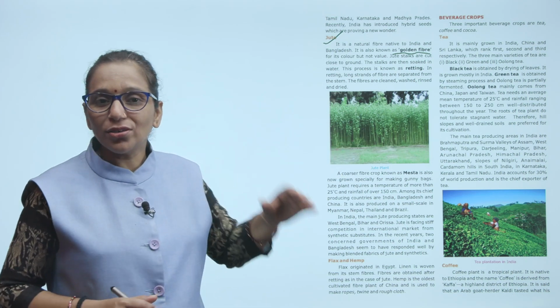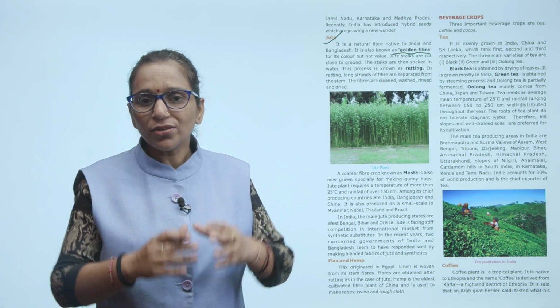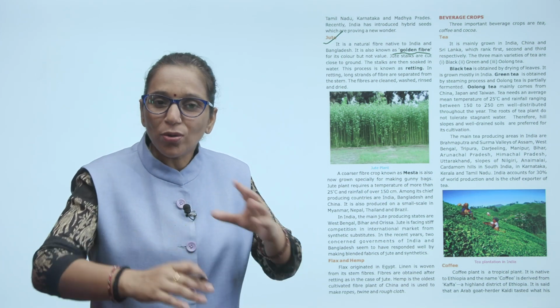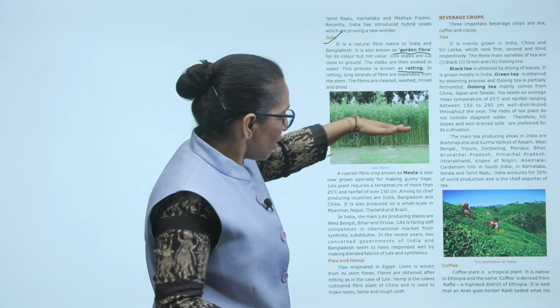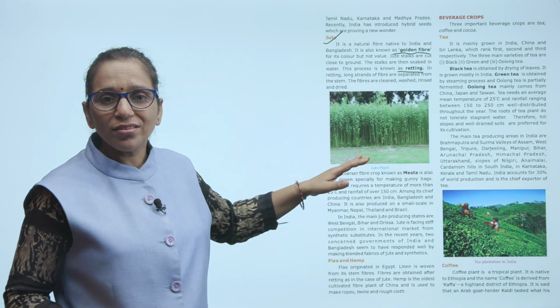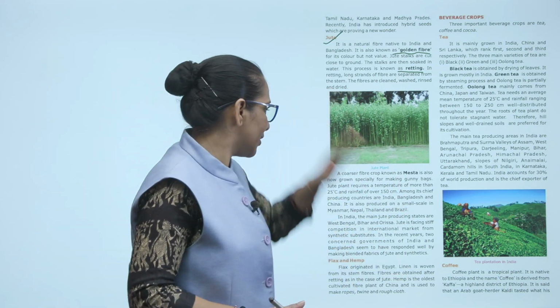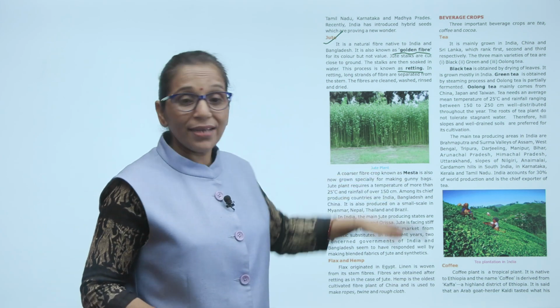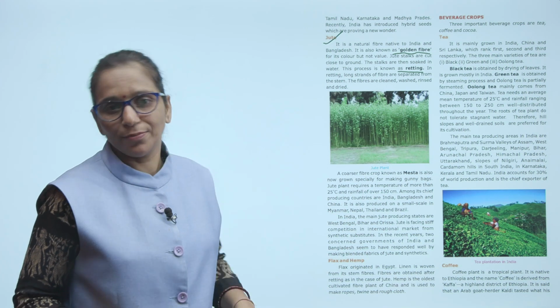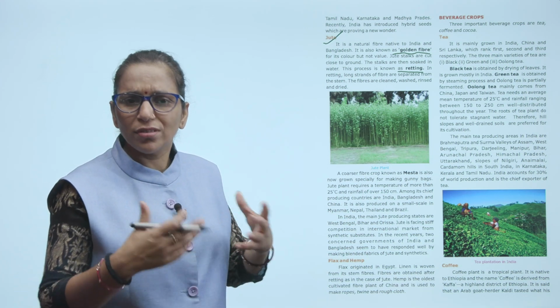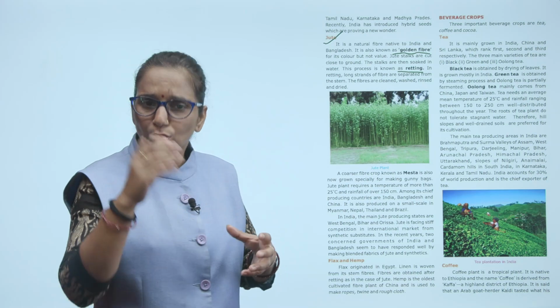Jute stalks are cut close to the ground and the stalks are then soaked in water, and this process is known as retting. You can see these stalks. These are cut down and then soaked in water for a few days, and this is retting. In retting, long strands of the fiber are separated from the stem. The fiber is cleaned, washed, rinsed and then dried. A coarser fiber known as mesta is also now grown specially for making gunny bags, where we can use the gunny bags to fill cement or other products.